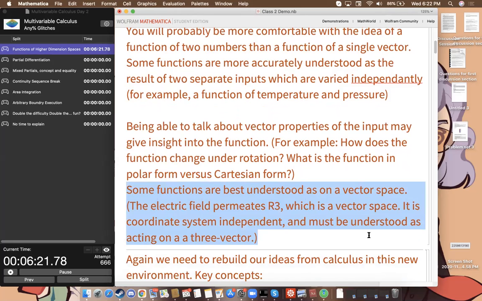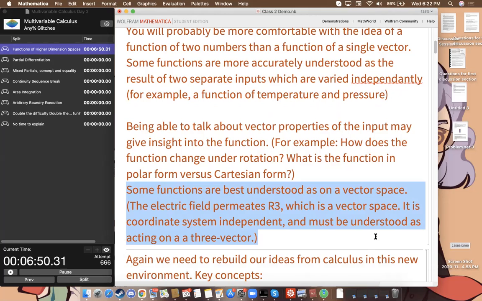Coming out of 7D, the electric field permeates R3, so real space, and that's a vector space. And the electric field is coordinate system independent, right? If I change what my X, Y, and Z axes are, I should get the same electric field, just with a new form, because my X, Y, and Z are all different, but it should be the same thing. So we want some things to really be acting on 3-vectors.